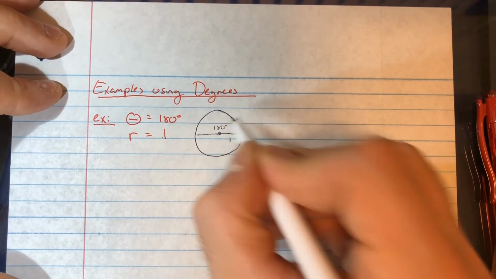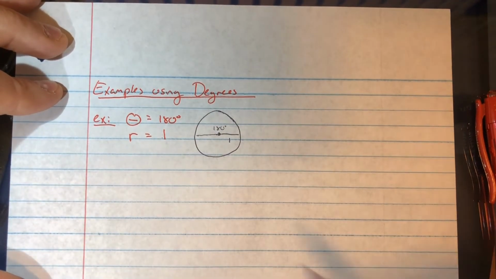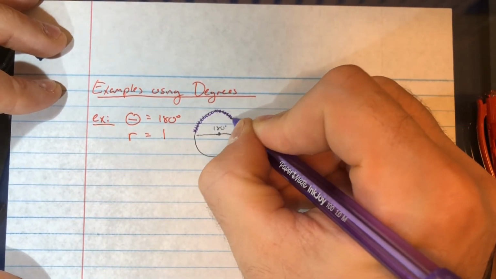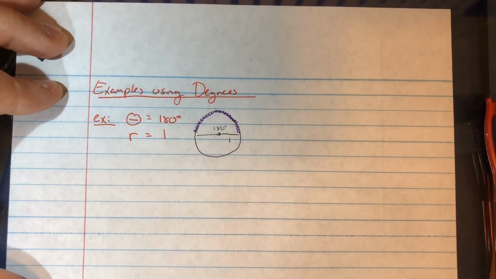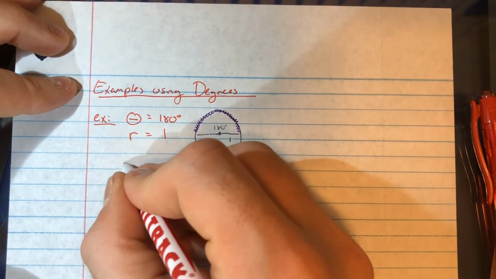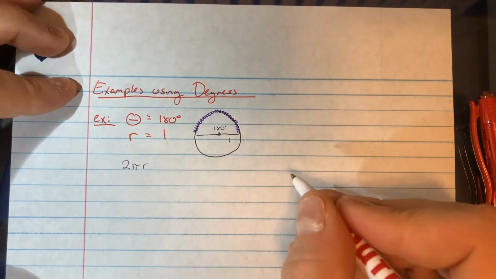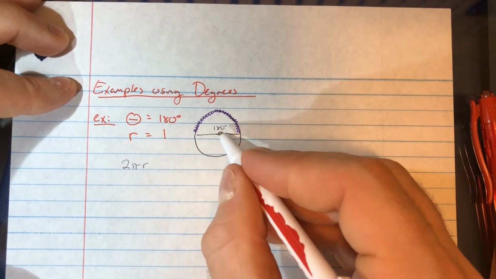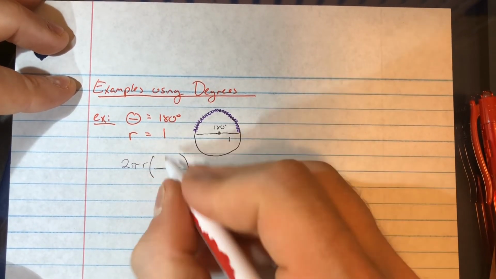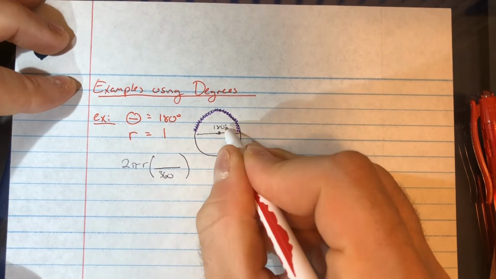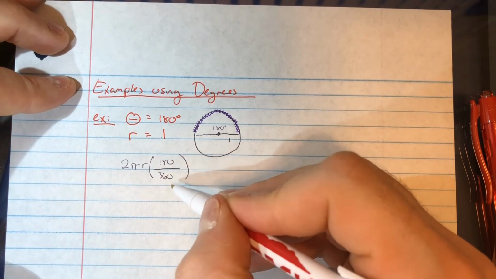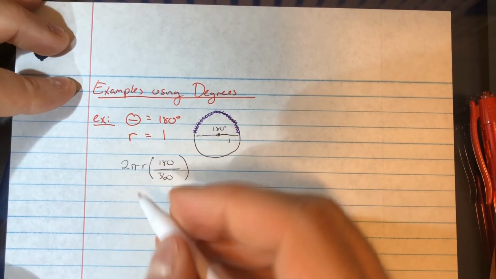I'm going to extend that to 180 degrees, which means I'm trying to find the length of this segment right here, or that arc right there. So I know the full circle is going to be 2 pi r. But again, I'm only dealing with a fraction of the circle. So how many degrees are in a full circle? Well, there's 360. And I'm only using 180 of them. So that's where I get half of a circle, half of this circumference.